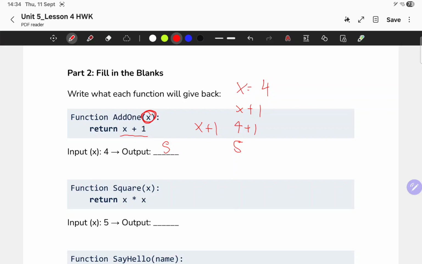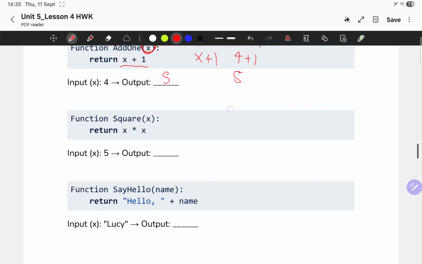Great. Next, what is the input? Well, x is the input. And you can see x is equal to 5, so we have 5 here. Now, this is saying that we want to times x by x. So all we do here is do x times x, which is 5 times 5, which is 25. So here, this would be 25.